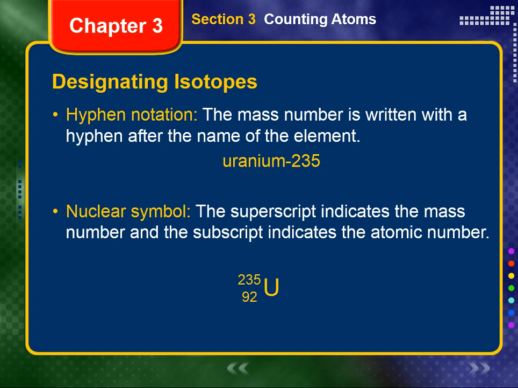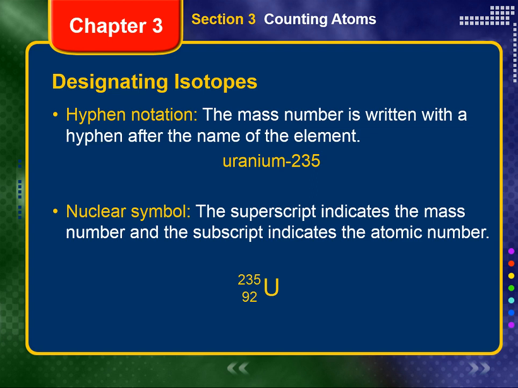Designating isotopes. The isotopes of hydrogen are unusual in that they have distinct names. Isotopes are usually identified by specifying their mass number. There are 2 methods for specifying isotopes. In the first method, the mass number is written with a hyphen after the name of the element. Tritium, for example, is written as hydrogen-3. We will refer to this method as hyphen notation.